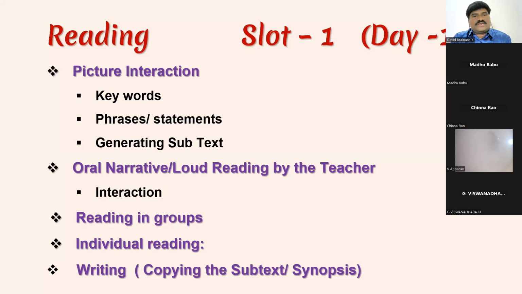Taking that as a very motivating line, let us have one picture for every slot. You can read there, reading slot one, day one, for example. Picture interaction should happen. While we interact with the picture, we'll get keywords of that picture. We'll get some phrases or statements, we'll generate them. And we can even generate a subtext of that or a simple summary of that one. This will help the student to read the main lesson or main slot.